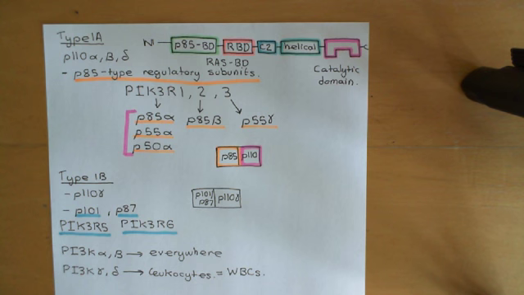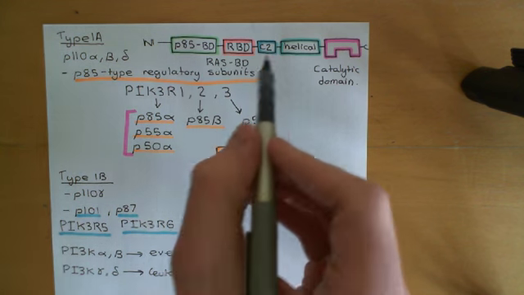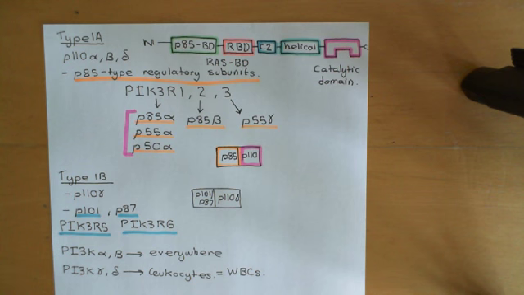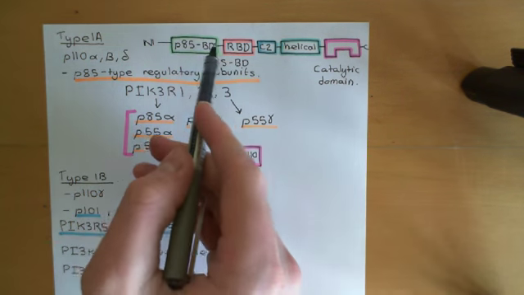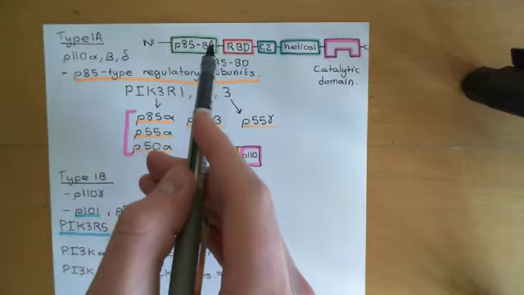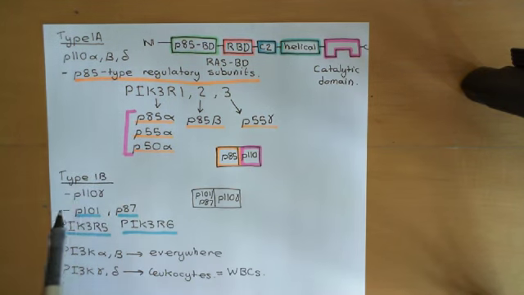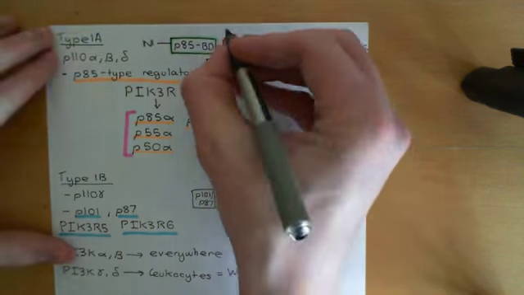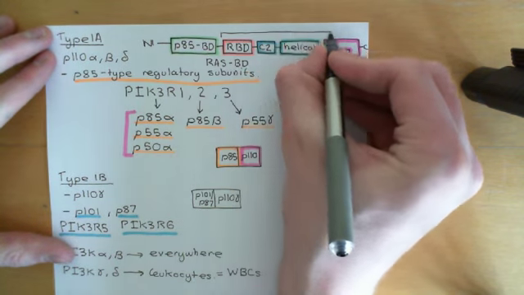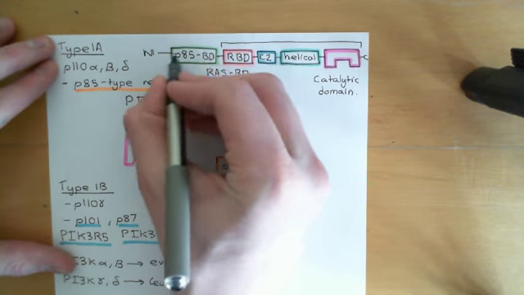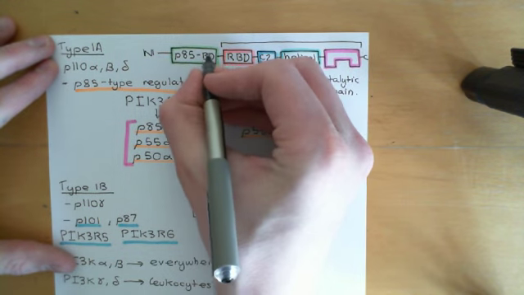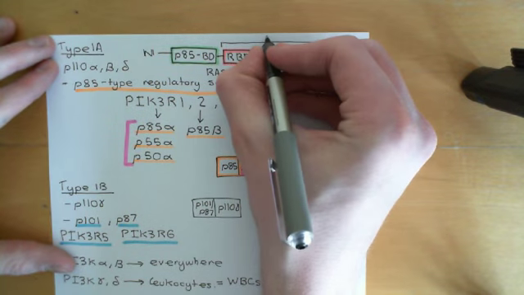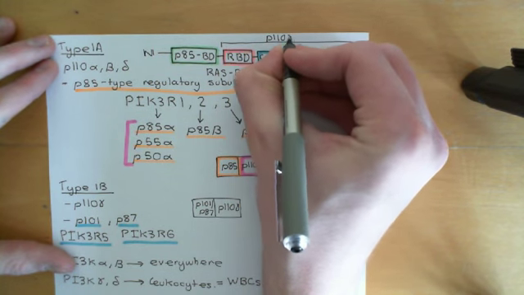The next thing I want to make a comment on is how P110 gamma is different to these. Okay, well, it's not hugely different. All that differs between P110 alpha, beta, and delta and P110 gamma is that you have lost this P85 binding domain. Okay, so that's important because that now means that P110 gamma cannot bind to the P85 type regulatory subunits. So basically, if you wanted to draw P110 gamma, just get rid of this bit, scrap this. Okay, start the amino terminus there and just have these portions here. That would be P110 gamma here.